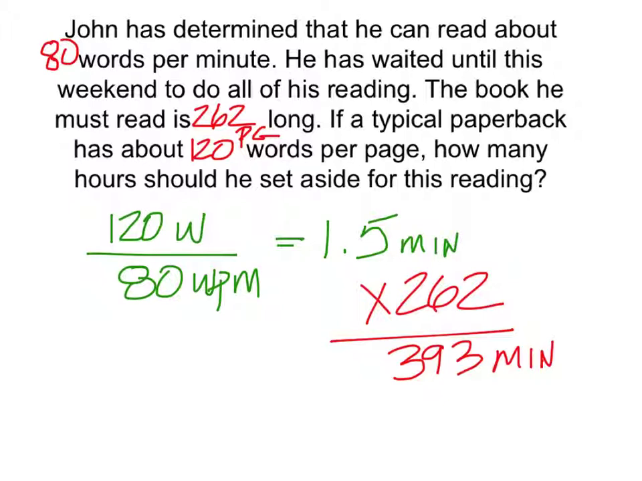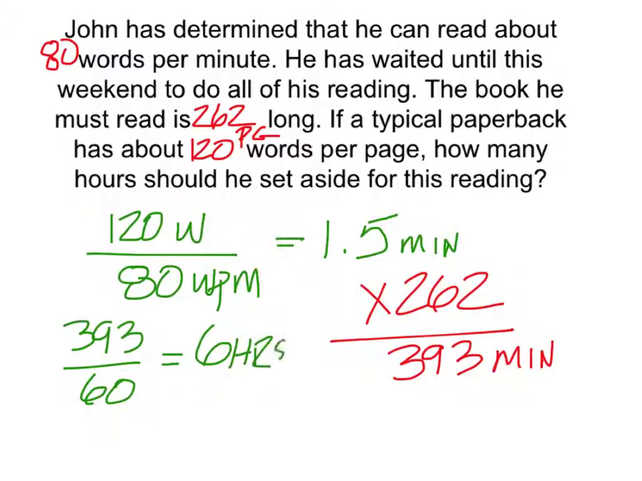And that is not a decimal, so there's nothing to round there. 393 is the nearest minute. What do we do to 393? Yeah, we'll divide it by 60. So 393 divided by 60 comes up to be 6 point something. We know we get at least 6 hours out of there, but what do I do to find what's left over?